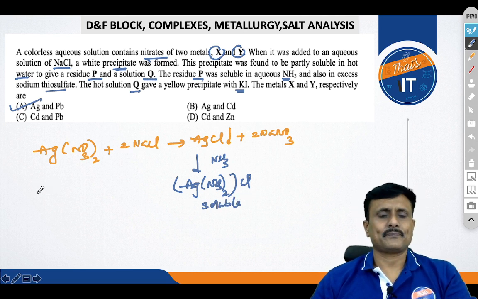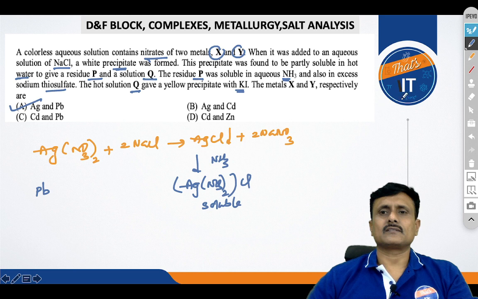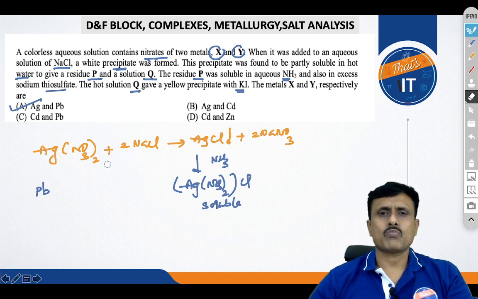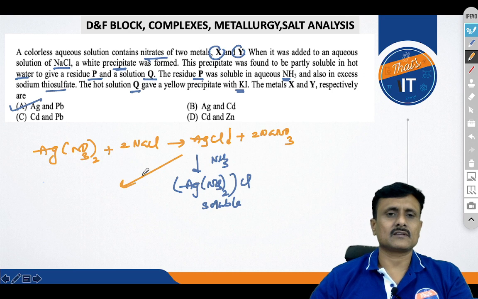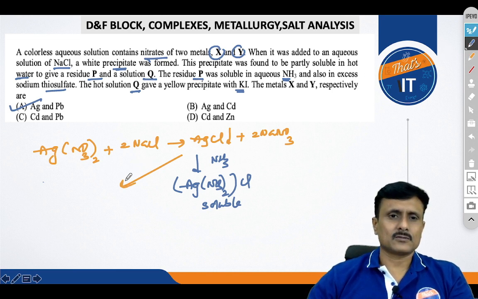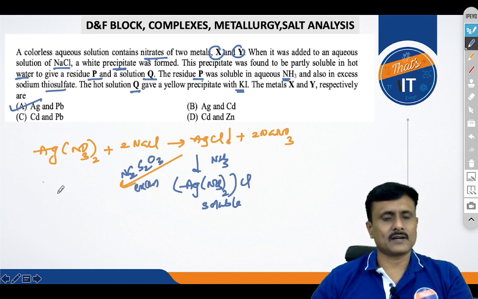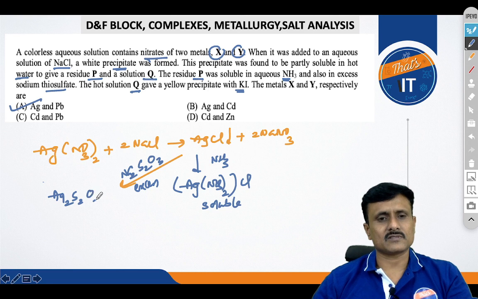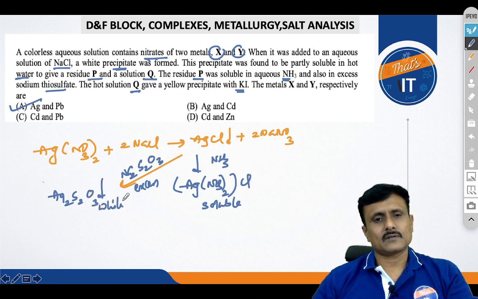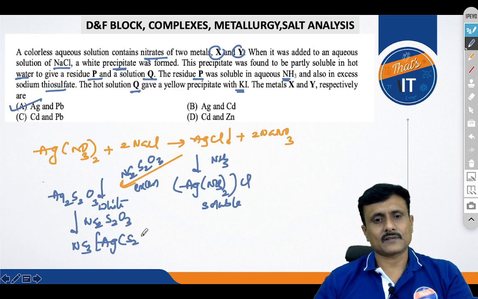You can see that the residue P was soluble in ammonia and also in excess of thiosulfate. So what's happening here is that when you add Na2S2O3, actually when you add limited amount you will get Ag2S2O3, which is again a white PPT. But when excess Na2S2O3 is added, you have studied, right? Sodium argentothiosulfate. This is soluble.